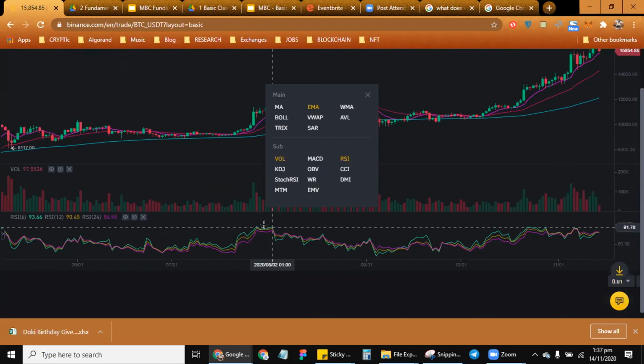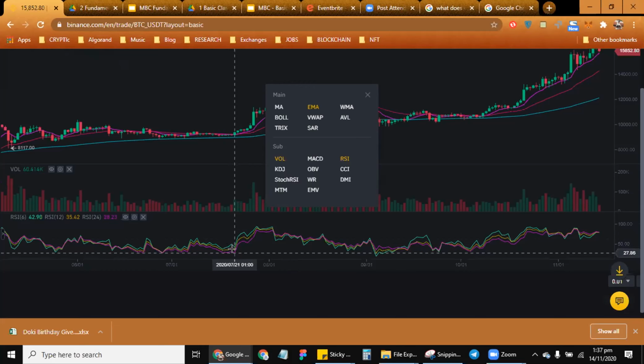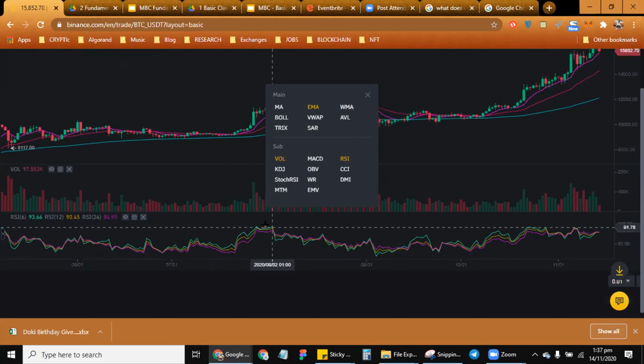What happened here? People who had bought at this point were selling at this point. That's what happened. And when it came down again, the same people will come here, buy, and then when it goes up, they sell. When it comes down, people will come here, buy, and when it goes up, they sell.